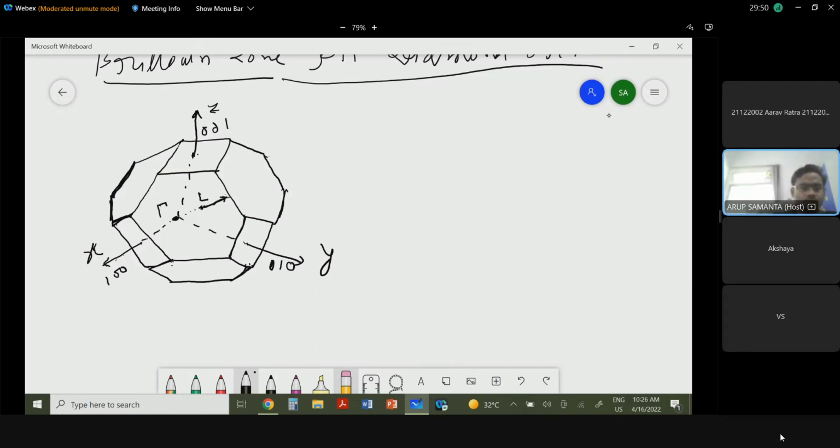This direction we call the delta direction. This direction, x, y, z, all called the delta direction. And this is the L point. This direction in general is called the alpha direction. And if you consider this point at the edge, in general it is called the K point. This point is called the K point.